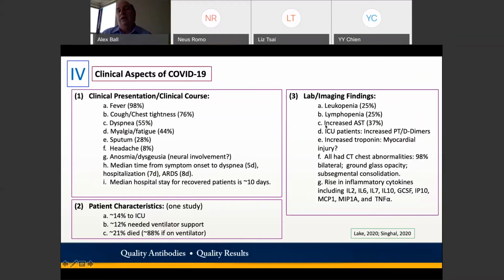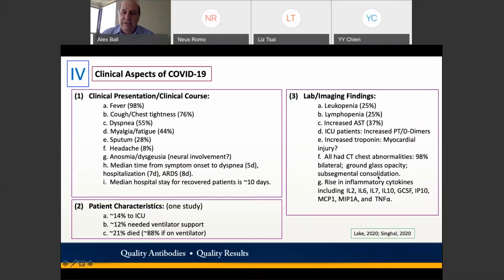The laboratory imaging findings are particularly interesting and give an idea to the pathogenesis of the virus. What you see in patients is leukopenia and lymphopenia in almost a quarter of the patients. So low lymphocyte count, low white cell count, increased AST in the patients admitted to the intensive care unit, increased prothrombin time and D-dimers. There's increased troponin indicating potential myocardial injury, and all had CT chest abnormalities. 98% were bilateral, and as we'll see an example of this in a moment, the ground glass opacity with subsegmental consolidation.